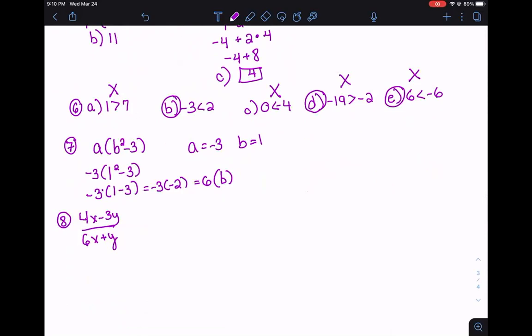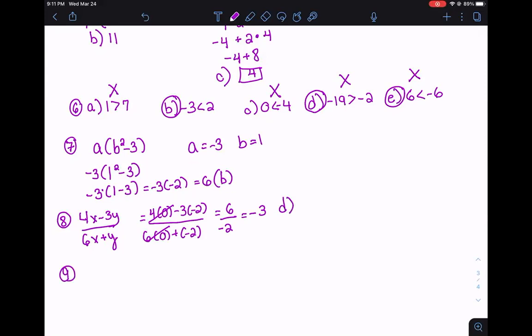Number 8, they told us X is 0 and Y is -2. So 4 times 0 minus 3 times -2, over 6 times 0 plus -2. Anything times 0 is just 0. So the top I will get 6, the bottom I get -2. The answer here is -3. That would be choice D.